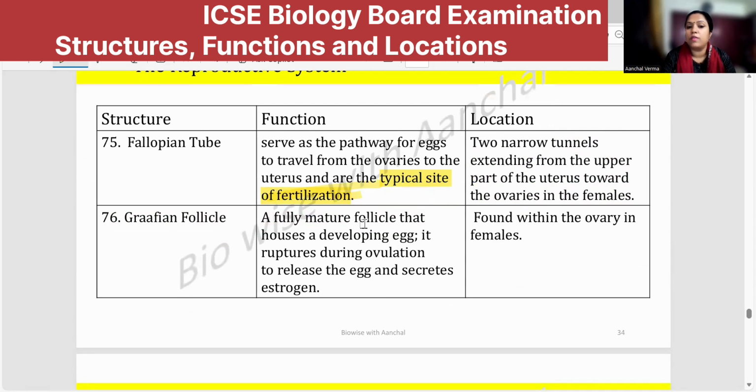Graafian follicle, a fully mature follicle that houses a developing egg initially, and then on the 14th day during ovulation ruptures and releases the egg and secretes estrogen. Now, Graafian follicle keeps on secreting estrogen. When the estrogen level reaches high, it stimulates the pituitary to release luteinizing hormone that leads to ovulation on the 14th day. It is found within the ovary in the females.